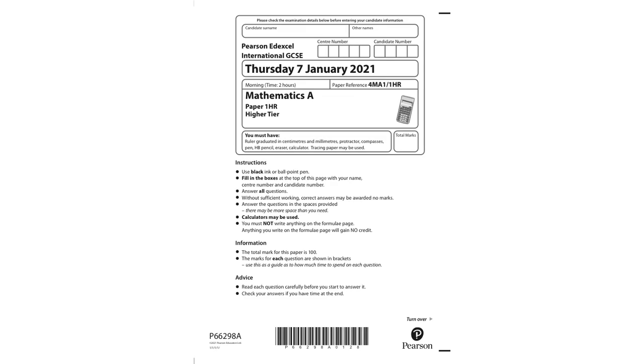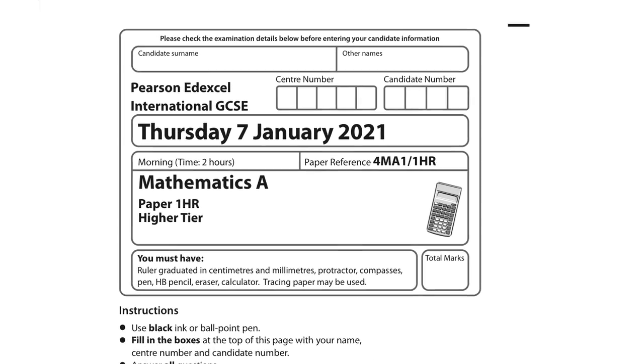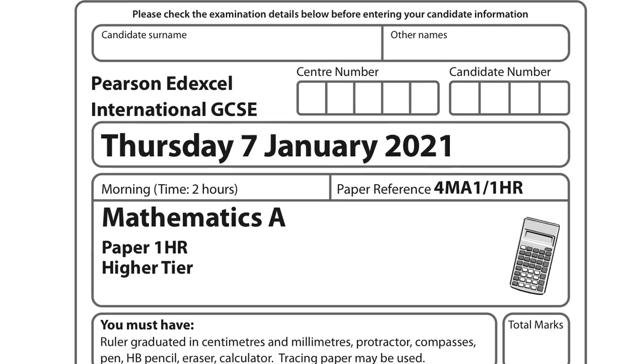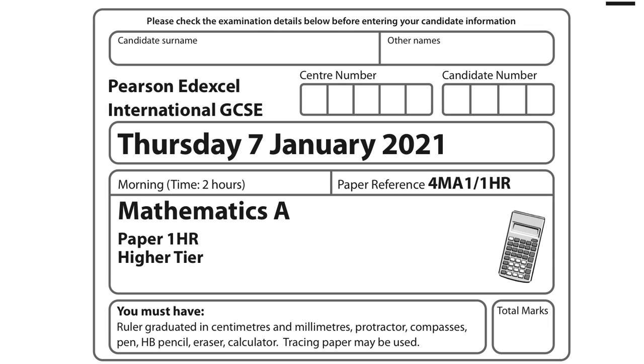Okay, so here we have January 2021, 1HR. This is the regional paper, and it's the first paper. Make sure you have black ink, pencil, protractor, ruler, scientific calculator, compass, rubber. Have all your equipment ready, and also make sure you've eaten something for breakfast. Right, are we ready to start?